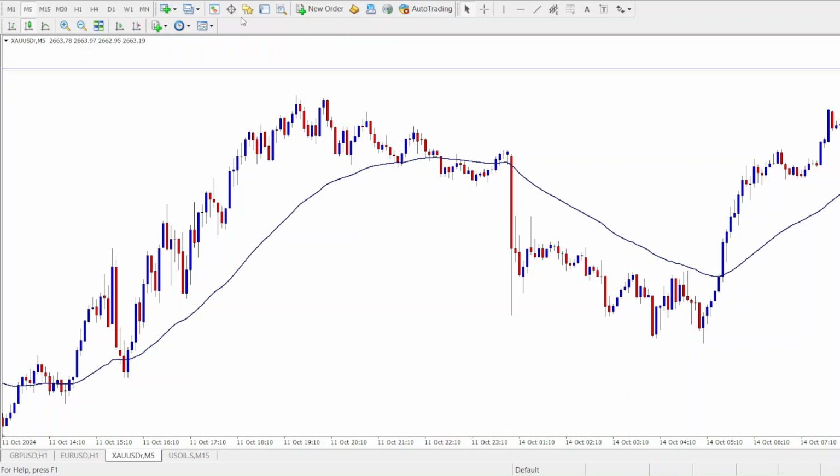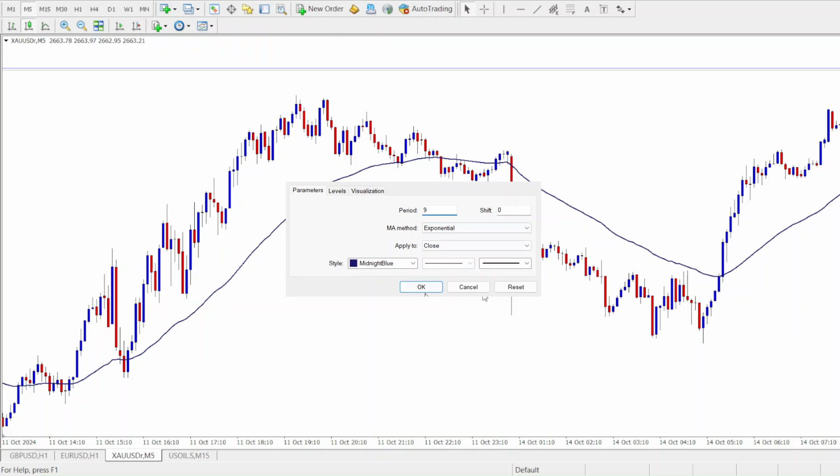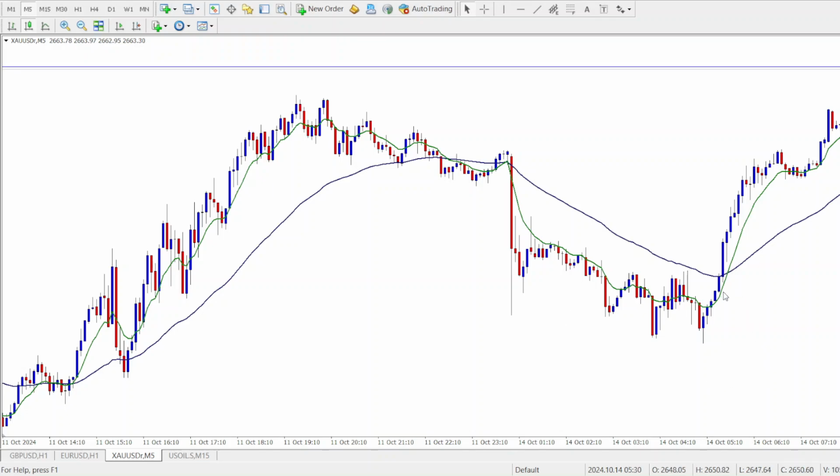So we are also going to add on the 9 EMA. I'm just going to change the color here. The 9 EMA is what we're going to use for our entries. The 50 EMA basically is giving us the overall trend.